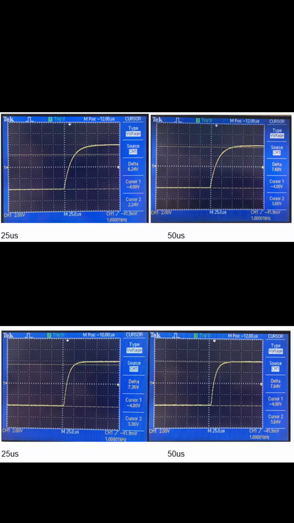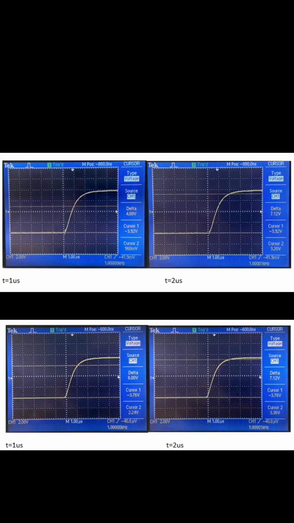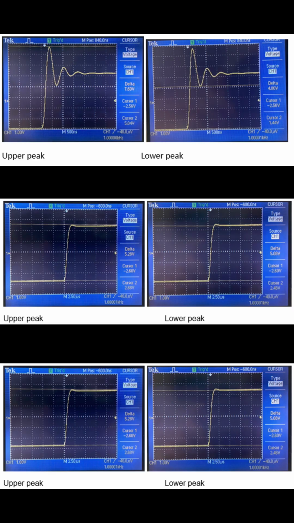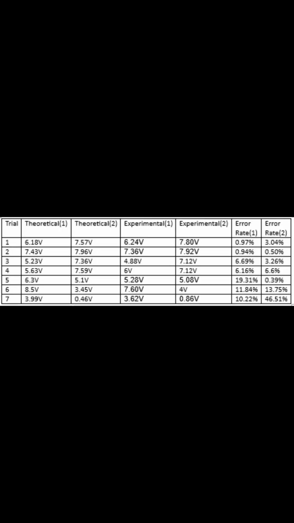For the first two trials, 25 microseconds and 50 microseconds. For the third and fourth trials, 1 microsecond and 2 microseconds. And for the last three trials, the upper and lower peaks were measured. Then the data obtained from the experiment and the simulation were tabled, and an error measurement was conducted.